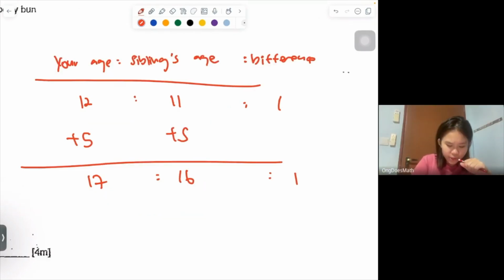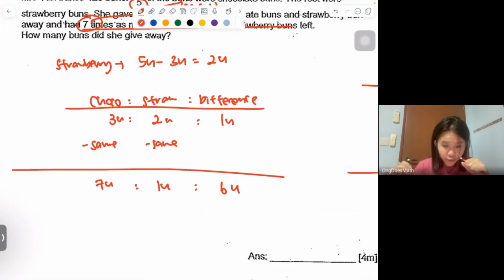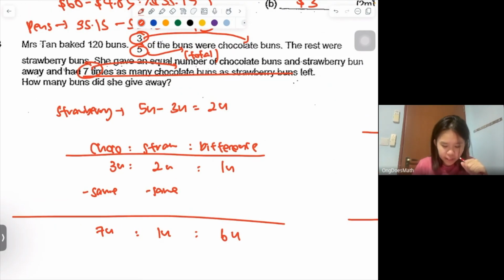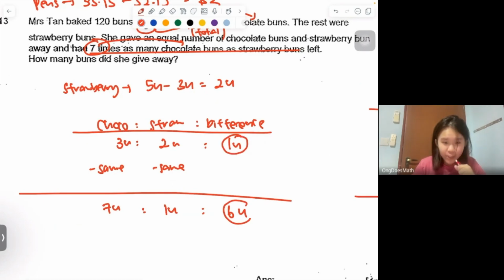Okay, so like what I was saying, the difference between your age and your sibling's age will always be the same. Be it 5 years later, 5 years before, the difference will always be the same. So same logic for this. The difference between the number of chocolate buns and strawberry buns will always be the same since she gave an equal number of chocolate buns and strawberry buns away. So if you look at this, the difference cannot be 1 unit and 6 units at the same time. You can't be 2 things at the same time, which means that first row you have to multiply by 6. The whole row multiply it by 6.